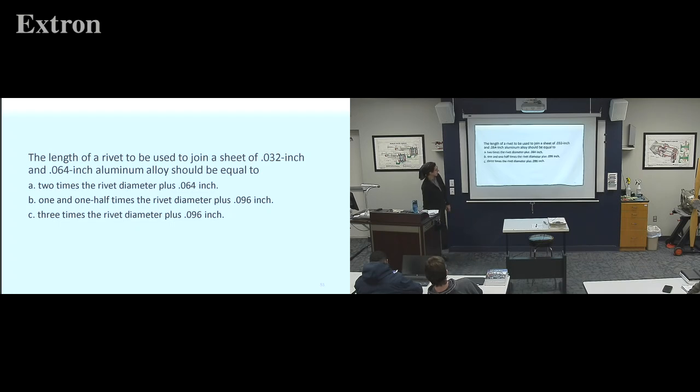So how many say 2 times the diameter plus just 1 sheet? How many say 1.5 times the diameter plus the full thickness? You can't vote twice. There's a bunch of sneaky people. Yeah. 3 times the rivet diameter plus 96 thousandths.